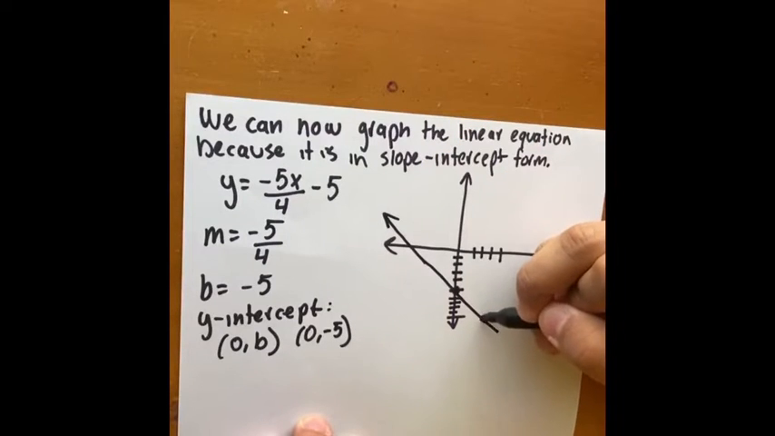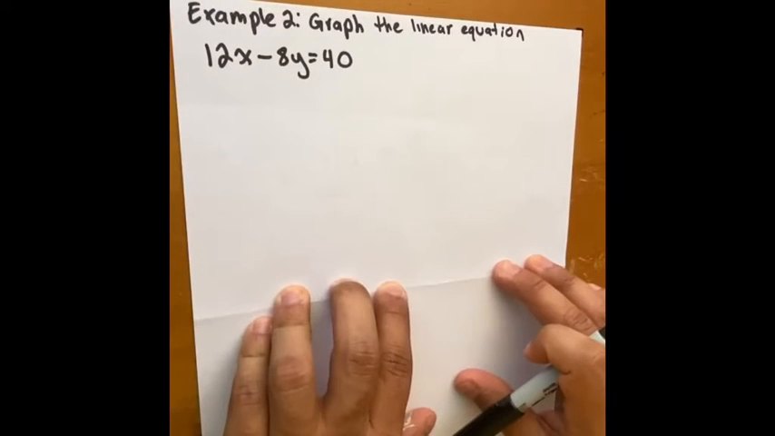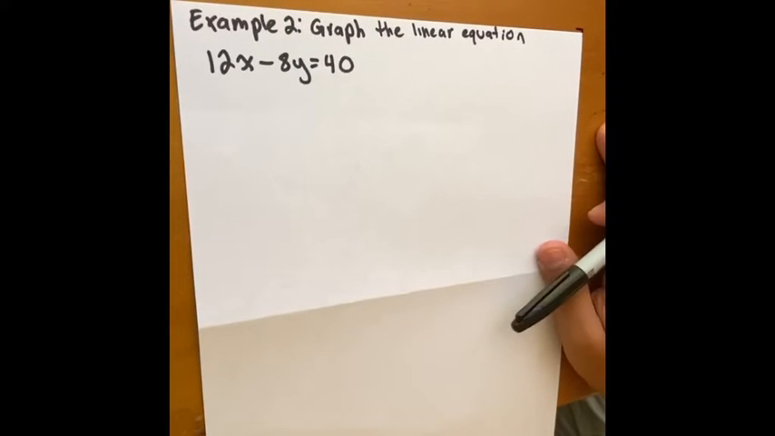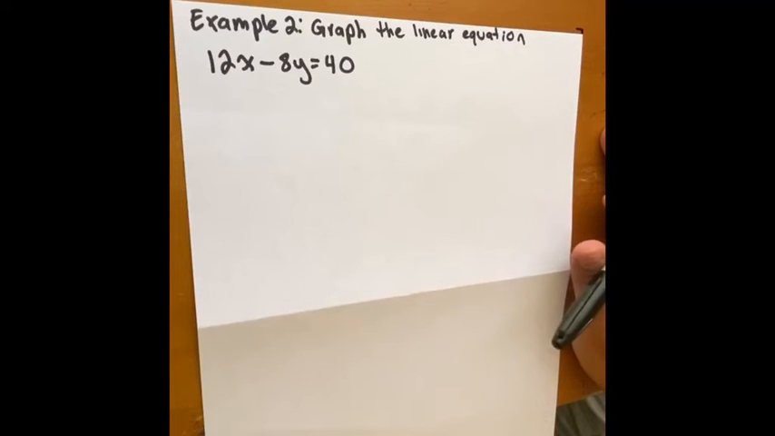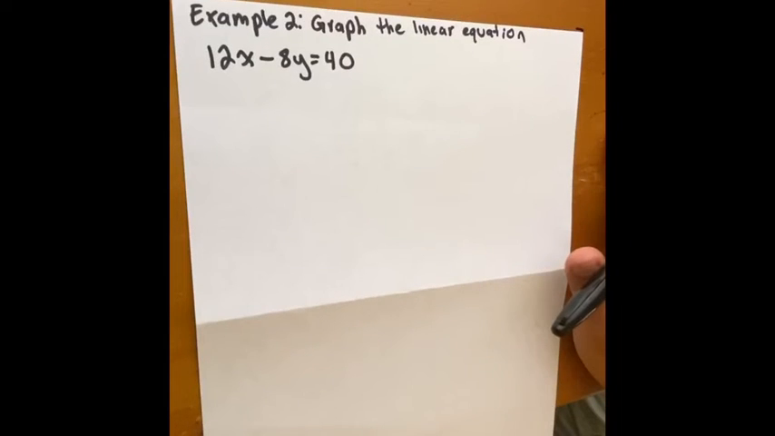And your graph should look like this. All right, let's take a look at example 2, and we're going to graph the linear equation 12x minus 8y equals 40. Since this linear equation is in standard form, I can't graph it right away.